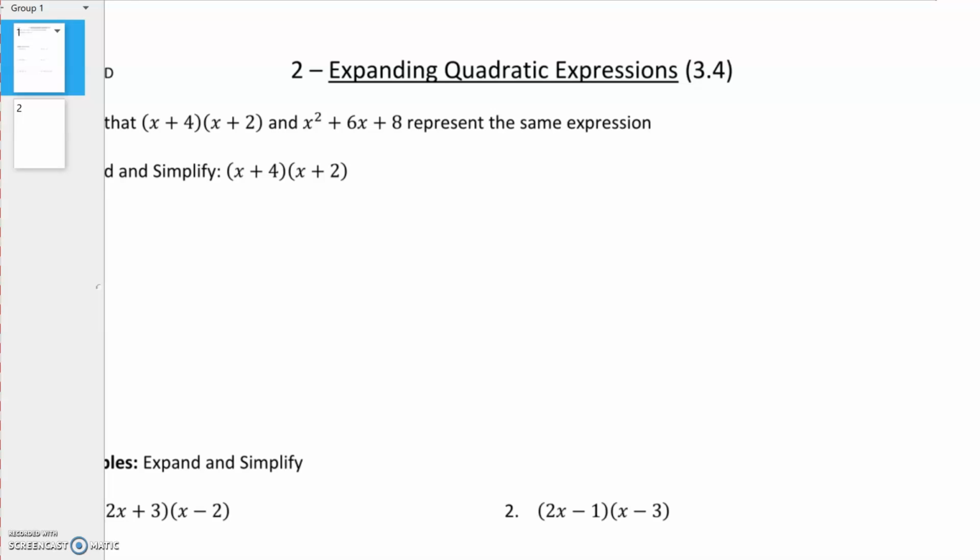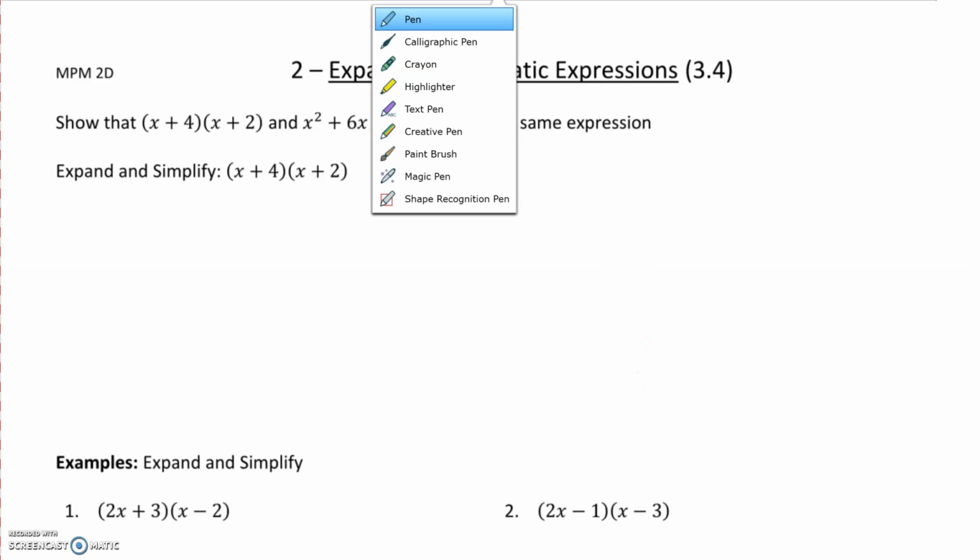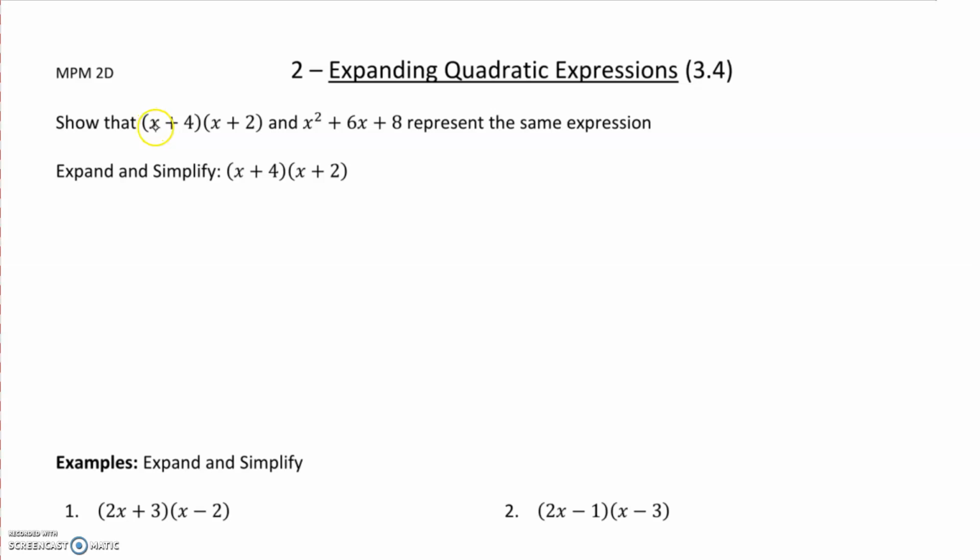This is lesson 2, and we're looking at expanding quadratic expressions. So we're going to show that the binomial multiplied by another binomial, x plus 4 times x plus 2, equals x squared plus 6x plus 8. They're the same expression. So let's start.